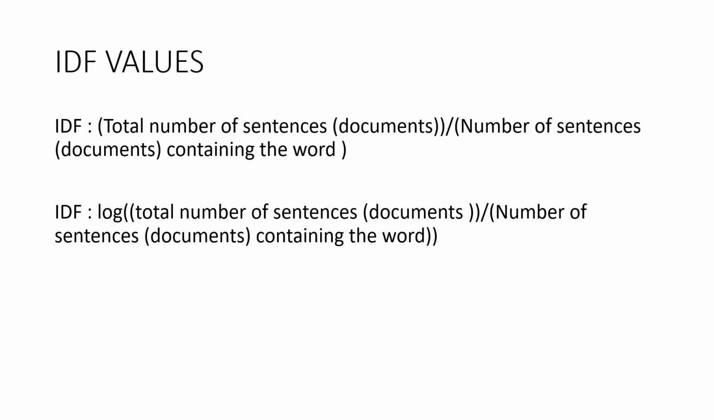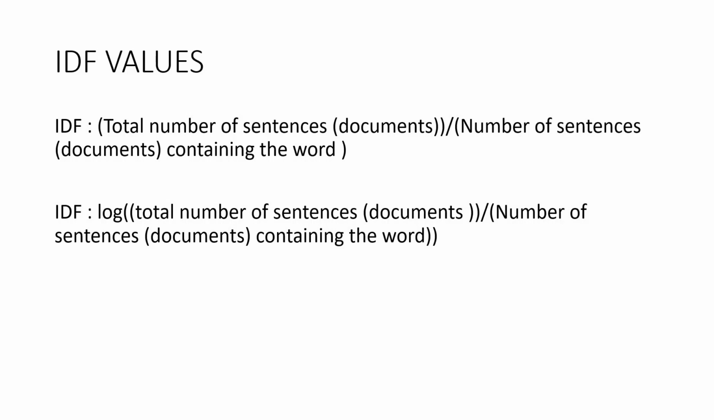Let us find the IDF of the word play. Since we have three documents and the word play occurs in all three of them, therefore the IDF value of the word play is 3 by 3, equal to 1. TF-IDF values are calculated by multiplying TF values with their corresponding IDF values.